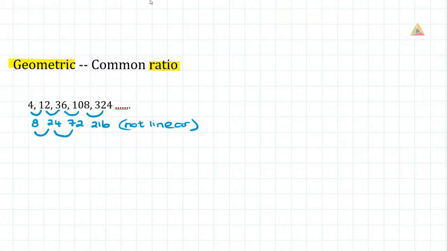So I'm going to say 24 take away 8, and that gives me 16. 72 take away 24 gives me 48. 216 take away 72 gives me 144. So again, I get a different answer each time when I do my second set of subtractions. So that tells me that this is not quadratic.